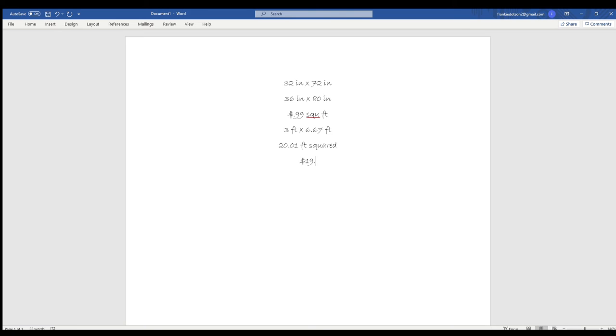Multiplied by 99 cents, it would come out to be $19.81. Plus a 6.75% tax, which is $1.34, the total of the purchase would be $21.15.